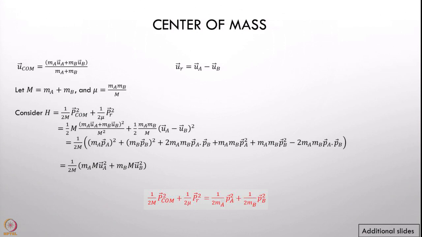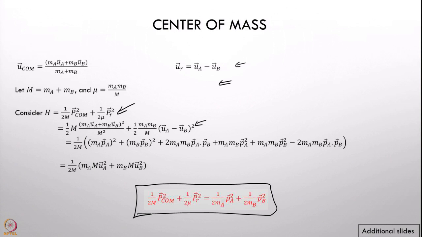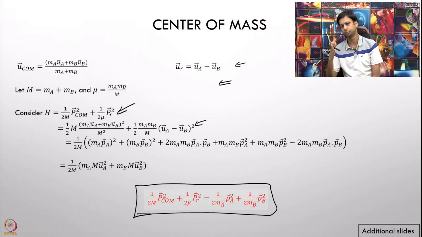You go by the definitions that were defined in the previous slide that I have re-mentioned here. Let us start with this Hamiltonian. This is easier to start with rather than with P_A square over 2 M_A plus P_B square over 2 M_B. I substitute P_COM and P_R here. Once you simplify, you will see that some terms are going to cancel. You keep on simplifying and eventually you will end up with this. This proof is not part of this syllabus, but it is also not a hard proof to do. You should be able to do this proof actually.